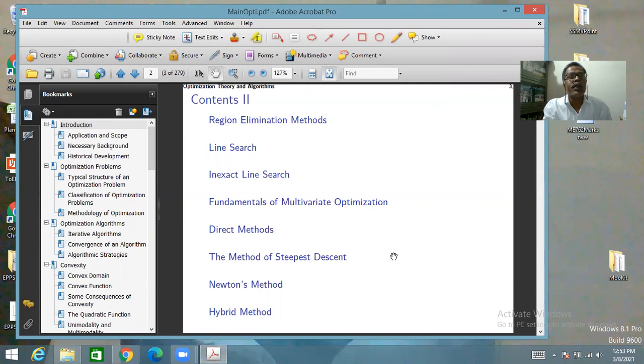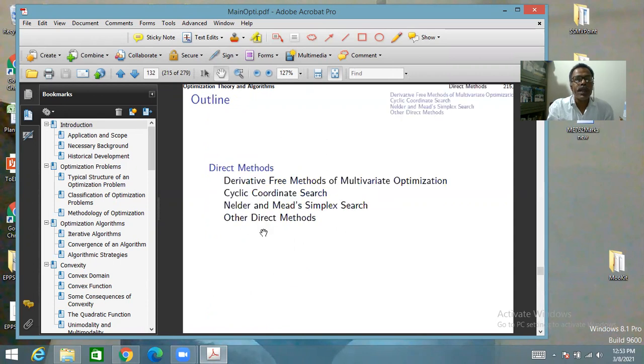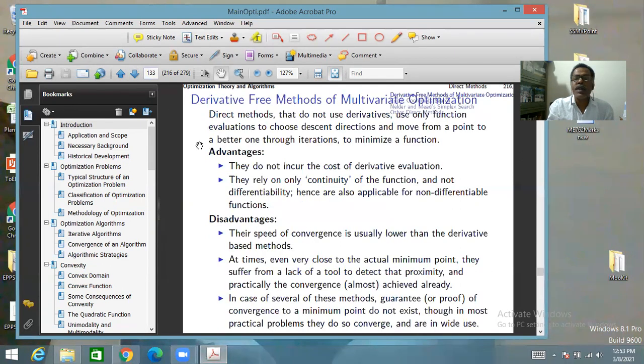Well, so in this lecture, we will study direct methods of optimization of multivariate functions. Direct methods means the methods which do not use derivatives, use just the function values. So first, a few general comments about derivative-free methods.